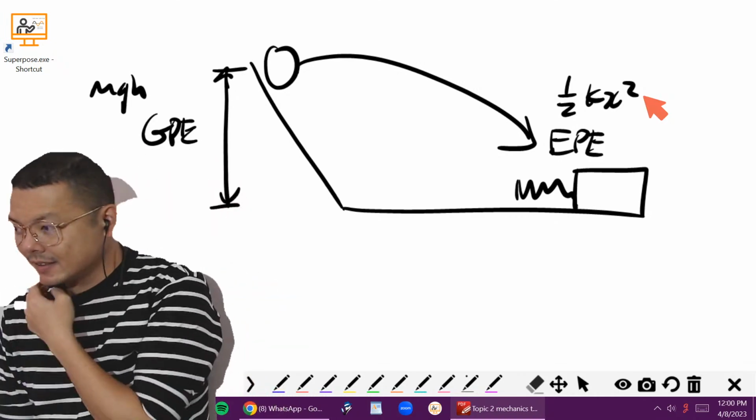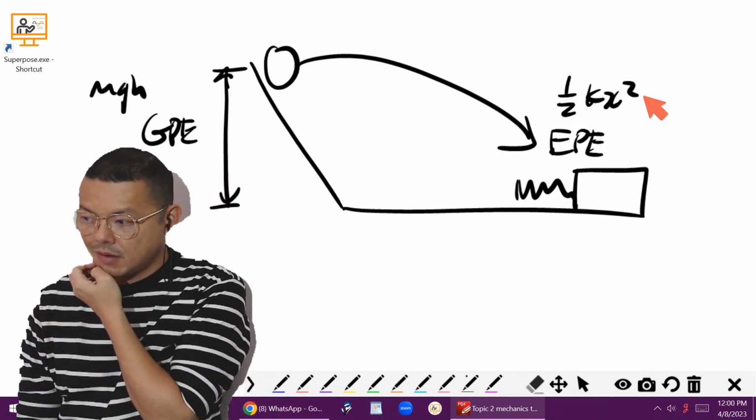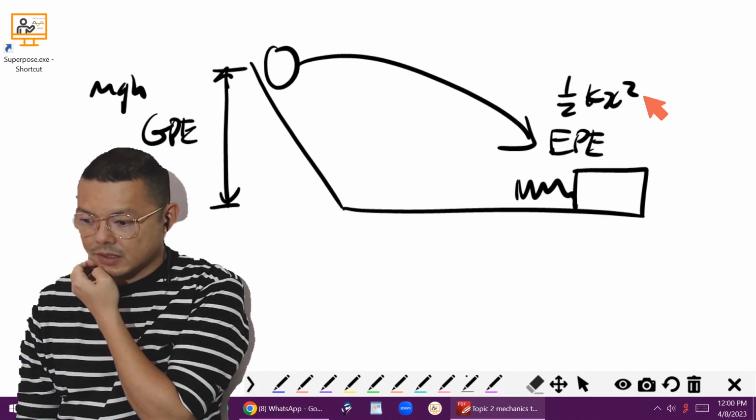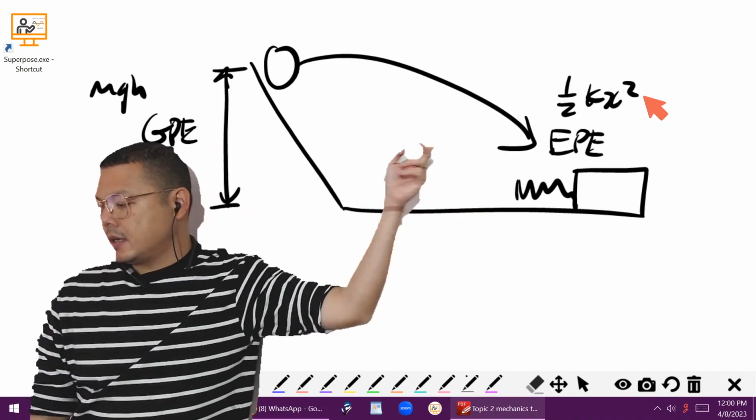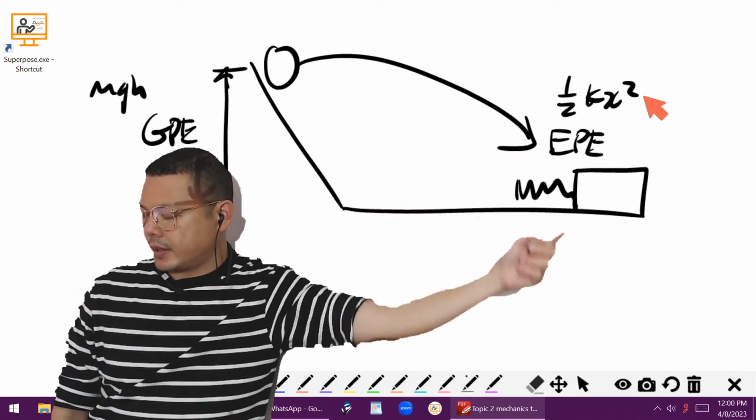Okay, good. And that's straightforward lah. Draw the ball, draw the equation, draw the energies. Right? GPE, EPE, right? mgh, half kx squared.